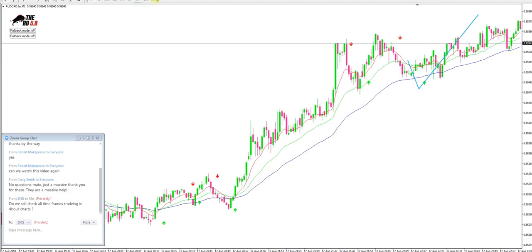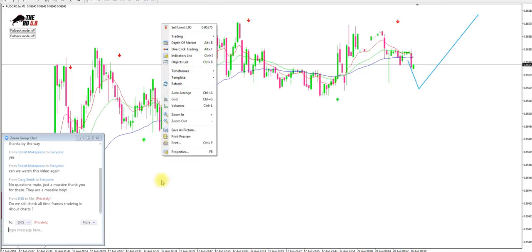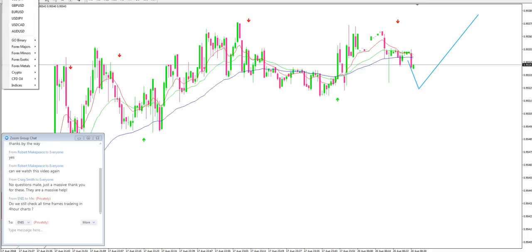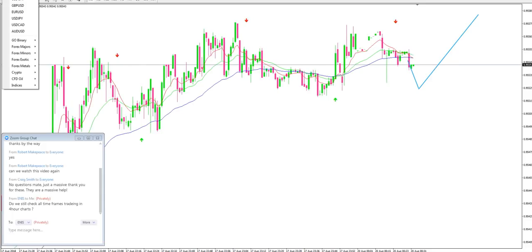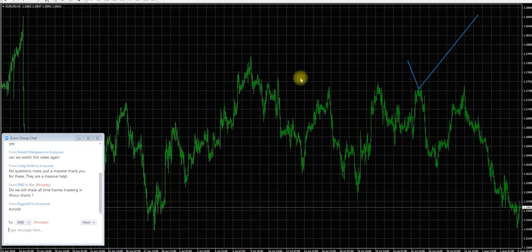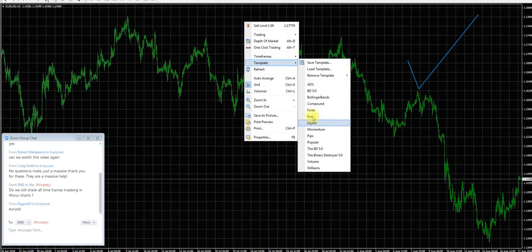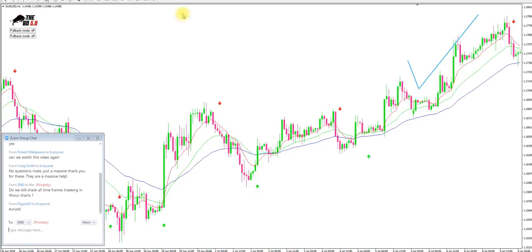I would literally do something like, let me just pick a random chart. Let someone pick a random currency pair, and we'll break it down. Euro USD, right? If I'm trading binary on here, I would simply trade the 1 minute chart like this. I would not check any of the higher time frames. My computer's absolutely frozen now.